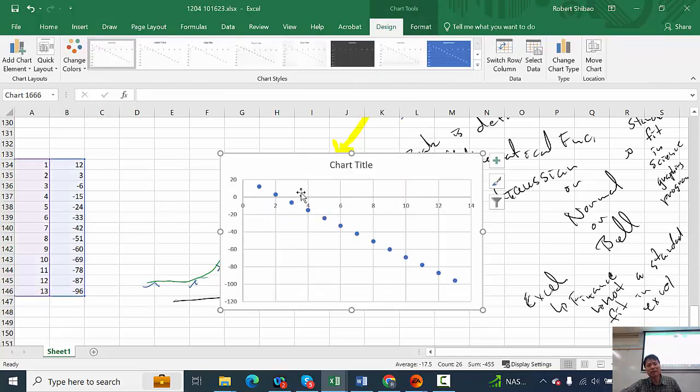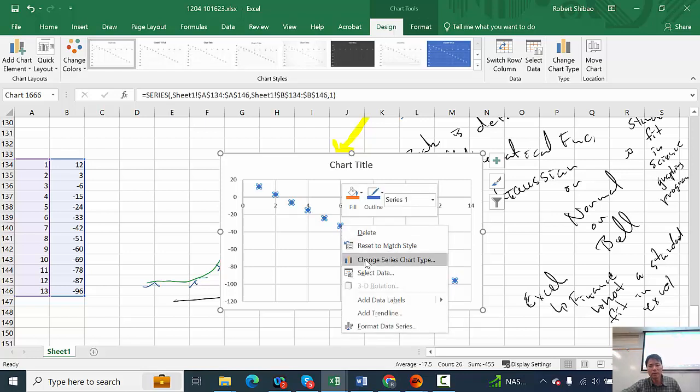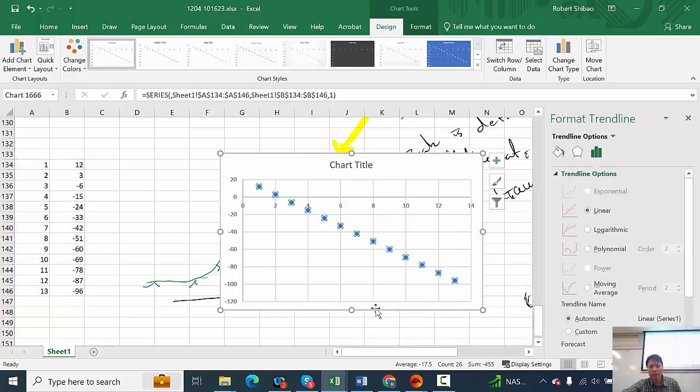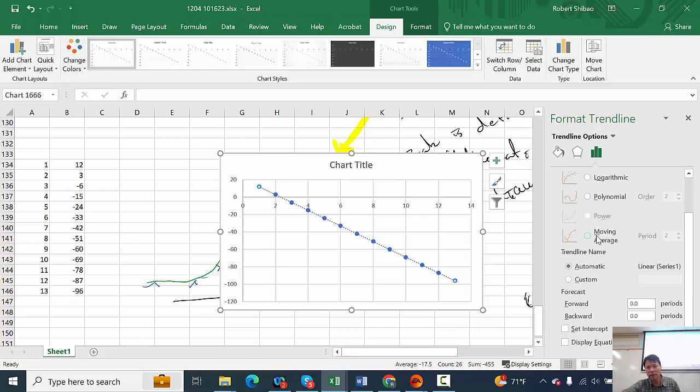So let's say I have a chart like this. This looks like a straight line function to me. So we can right click this and then add a trend line. When I go to the trend line, these are the defaults for the trend lines I have. I have linear, logarithmic, polynomial. I have power, exponential. I don't know why those aren't populating. Moving average. The smooth fit is the moving average fit.